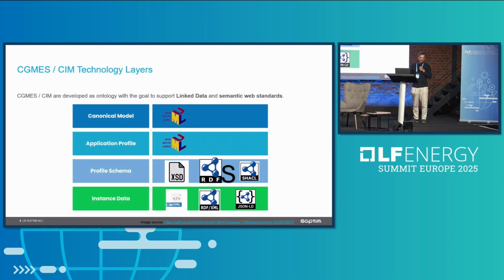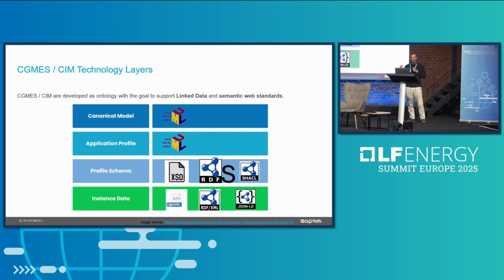So, I'm sorry, but I first have to start with the technology layers. Because when they developed it in the early 2000s, it was developed as an ontology, with the goal to support linked data and the semantic web standards. So, the first 2 layers are basically UML models that model this ontology.